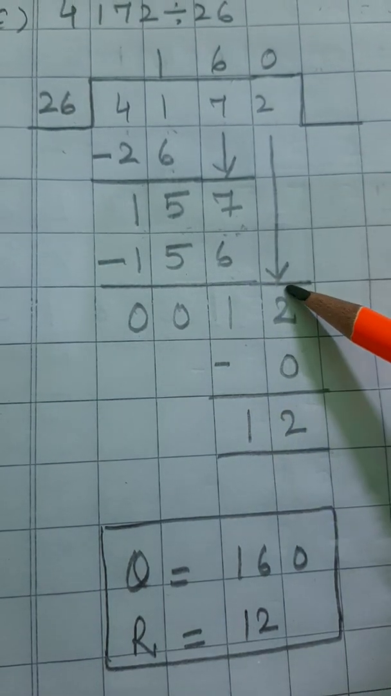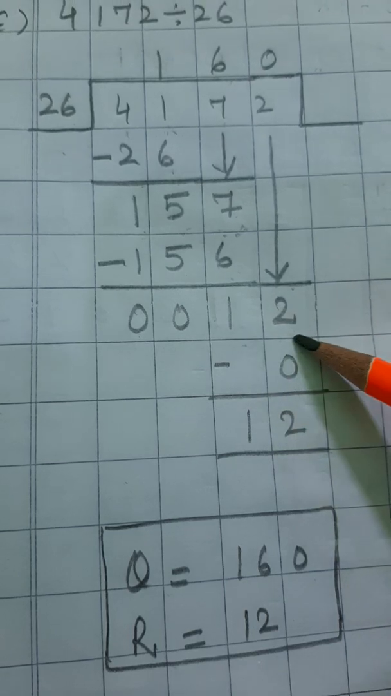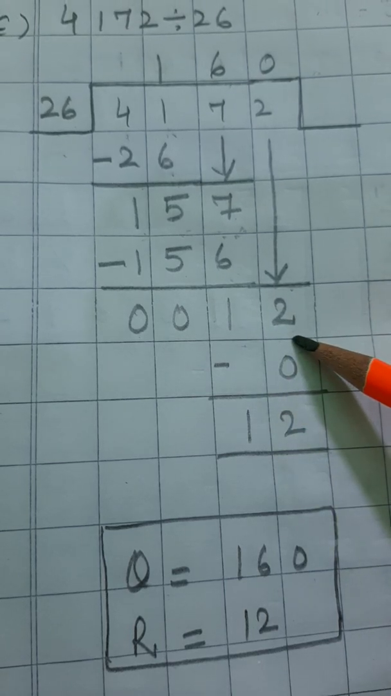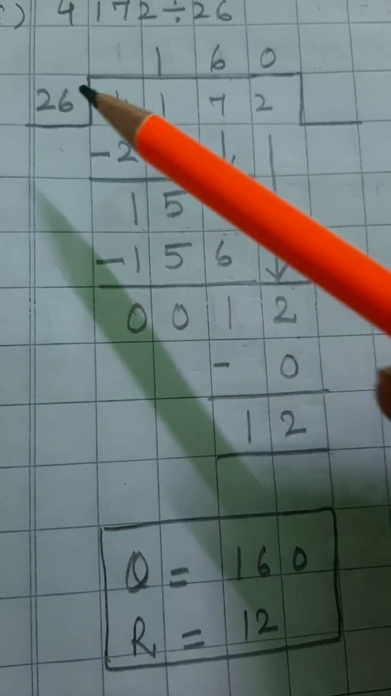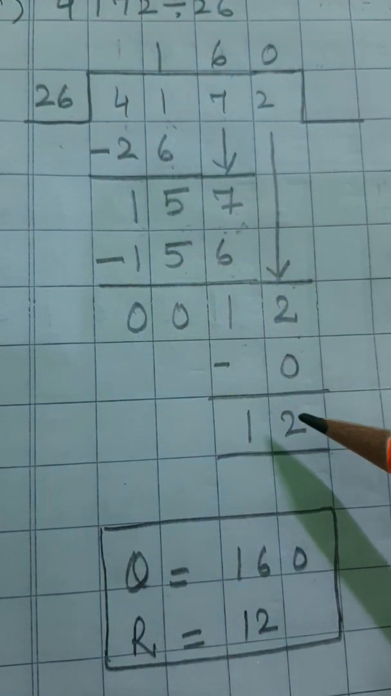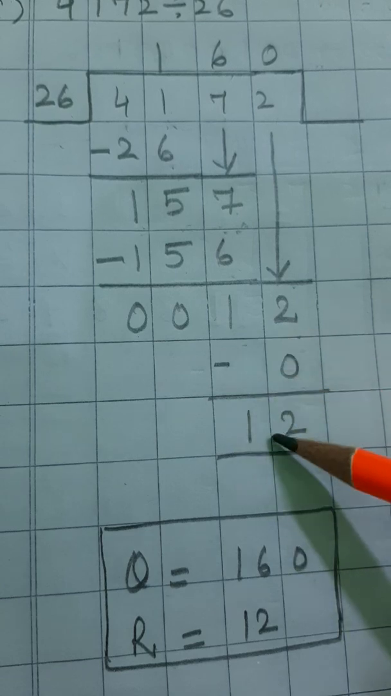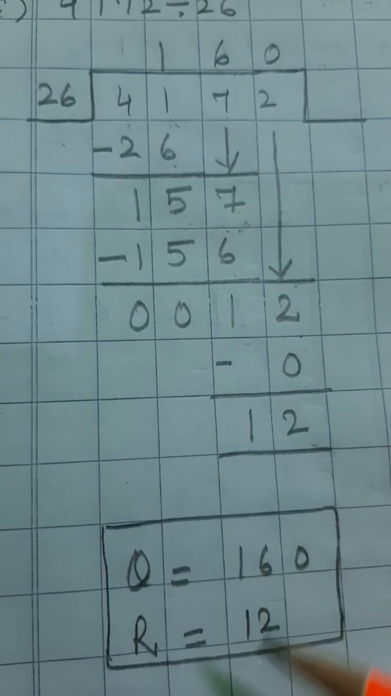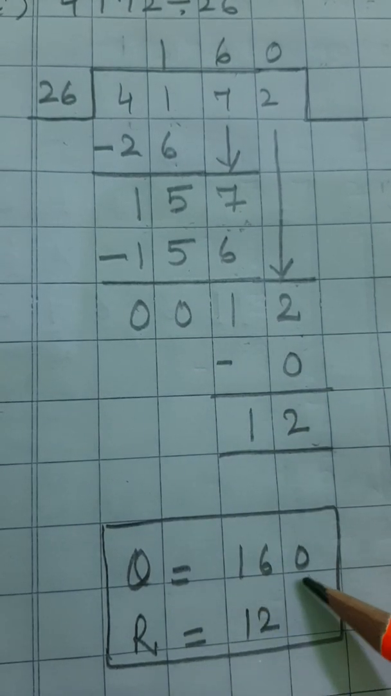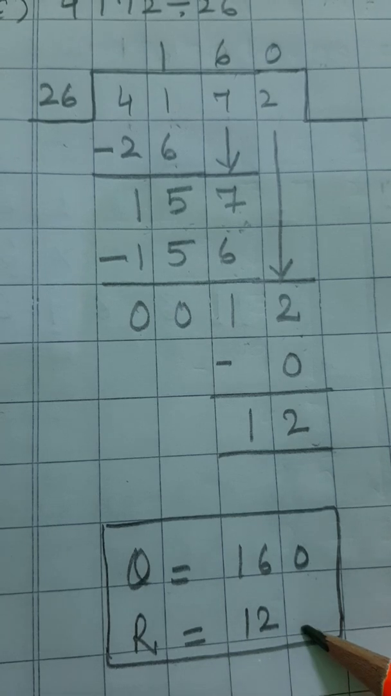Bring down the next digit, that is 2. It will become 12. Now because 12 is smaller than 26, we are going to use the table of 0. So 26 zeros are 0. So 12 minus 0 is 12. Here quotient is 160 and remainder is 12.